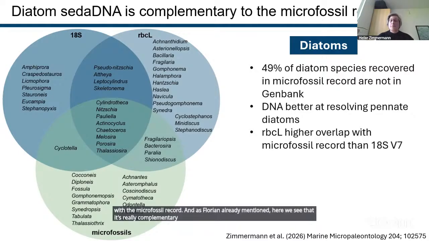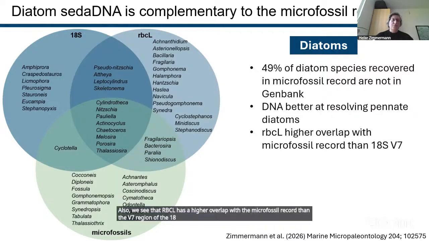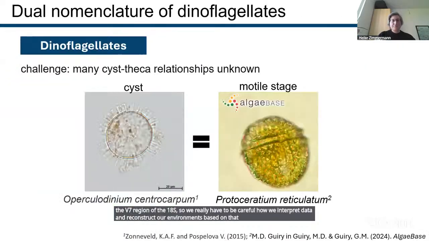We found that almost half of the diatom species that we detected in the microfossil record are not even in GenBank. But we also saw that the DNA is better at resolving, for example, pennant diatoms. Also, we see that RBCL has a higher overlap with the microfossil record than the V7 region of the 18S. So we really have to be careful how we interpret data and reconstruct our environments based on that.